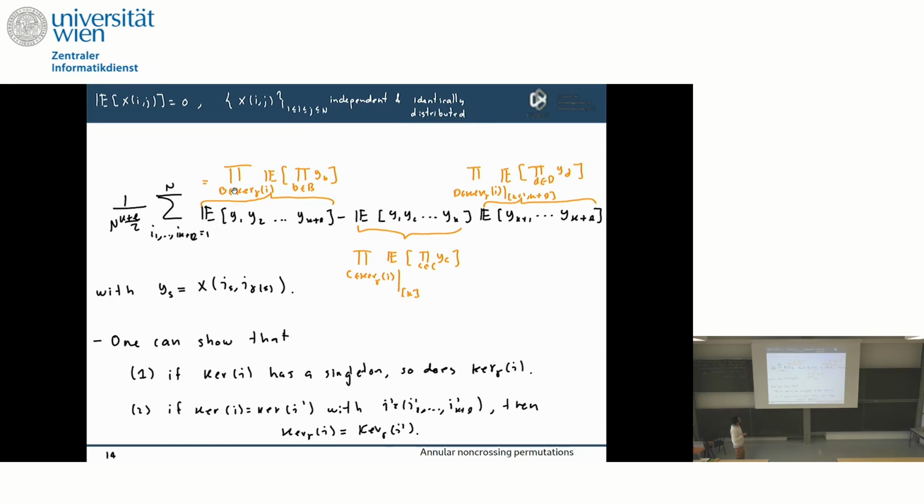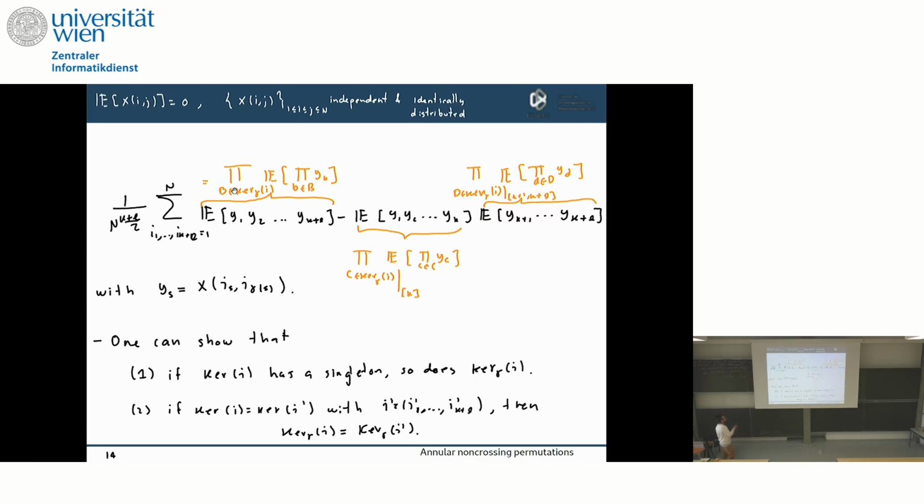That does the trick, because essentially by these relations here, and now the independence and the fact that they are identically distributed, this term here only depends on the kernel of gamma.